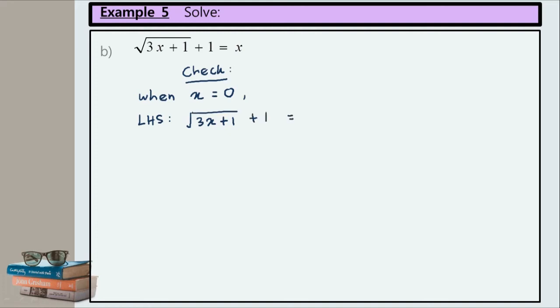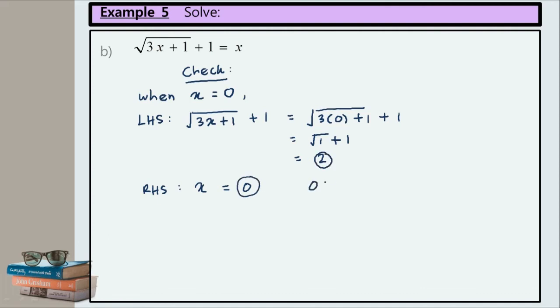Okay, since we have x equal to 0, try substitute. So 3 times 0 plus 1 plus 1. 3 times 0, 0, plus 1, set 1 plus 1, 2. Okay, and then we check dia punya right hand side. Right hand side x, that means 0 lah. Okay, so 0 and 2 sama tak? 0 is not equal to 2. That's why kita reject x equal to 0. Kita tak terima lah x equal to 0.